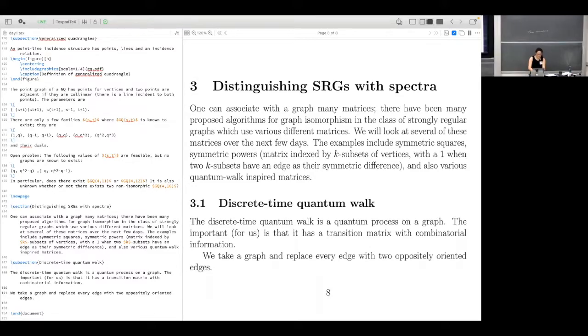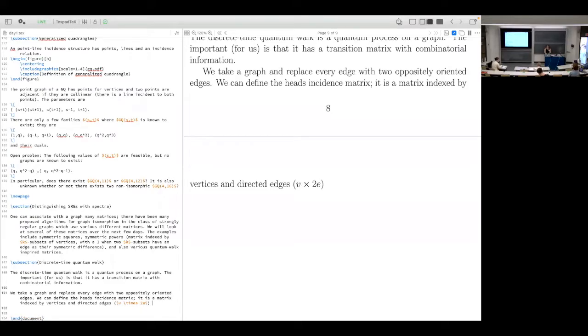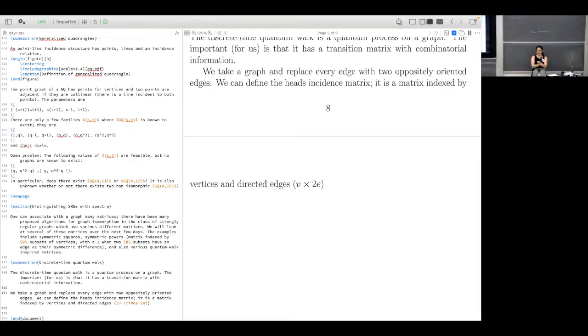So now we can define an incidence matrix, the head incidence matrix. It is a matrix indexed by vertices and directed edges, so it's going to be V times 2E. It has zeros and ones: the entry is 1 if that vertex is the head of the edge. It's a matrix whose name is D sub H. If I look at the entry indexed by the vertex U and the edge E, this is equal to 1 if U is the head of E.